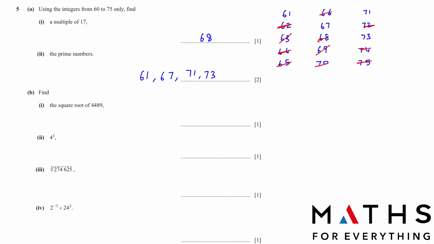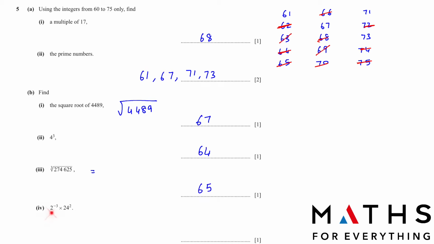B. Find the square root of 4489. In the calculator, write square root and write 4489. You will get the answer 67. 4 to the power of 3, again use the calculator. Answer is 64. Cube root of 274625. You can use the calculator and you will get the answer 65.